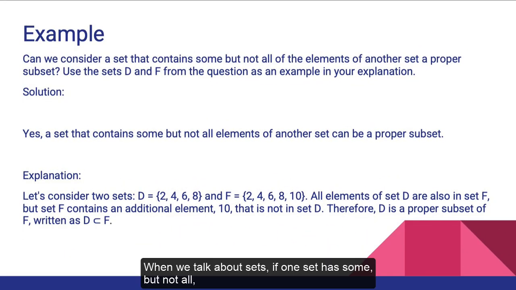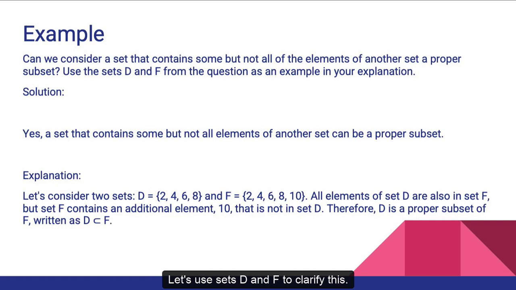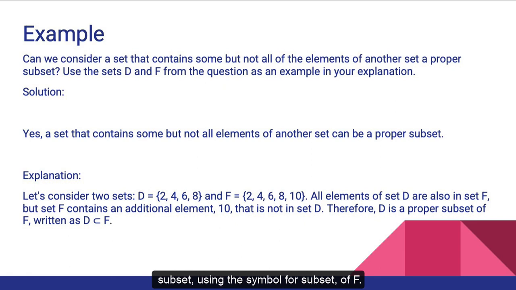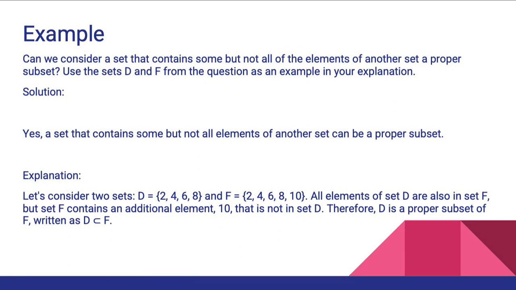When we talk about sets, if one set has some, but not all, elements of another set, can we label it a proper subset? Let's use sets D and F to clarify this. Imagine 2 sets. D has the numbers 2, 4, 6, 8, and F has 2, 4, 6, 8, 10. Every number in D is also present in F, but F has an extra number 10 that D doesn't. This means D is more than just a subset. It's a proper subset of F. In mathematical notation, this relationship is expressed as D ⊂ F, using the symbol for proper subset.